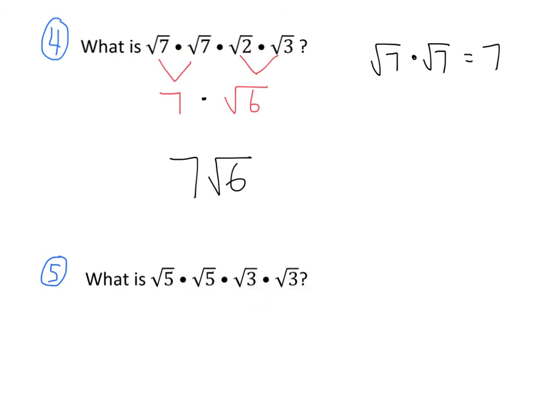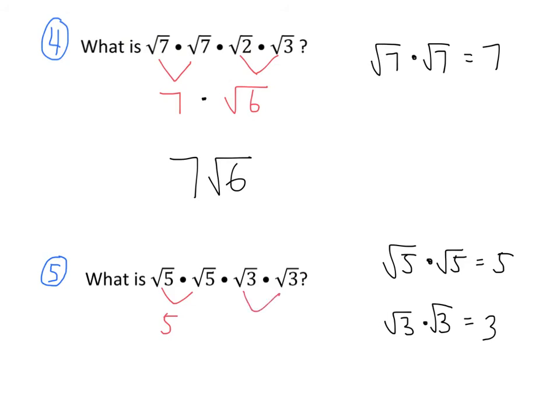Well, I don't know what the square root of 5 is without a calculator. But what I do know is that by definition, the square root of 5 is whatever number, if I multiply it times itself, gets me 5. Same thing with the square root of 3. What's the definition of the square root of 3? It's whatever number works such that the square root of 3 times the square root of 3 gets me 3. So square root of 5 times square root of 5 is just 5, and square root of 3 times square root of 3 is just 3. So this is the same thing as 5 times 3, which is 15.